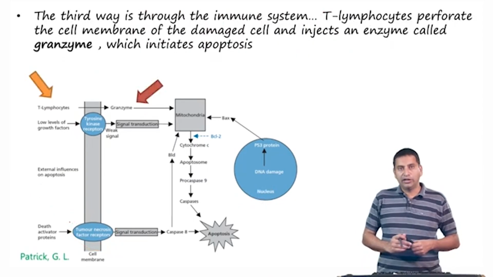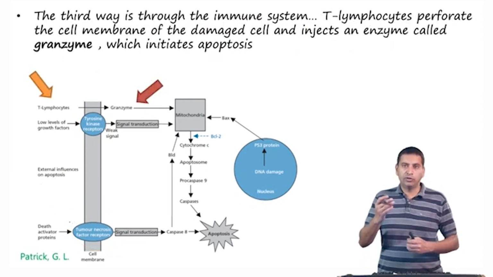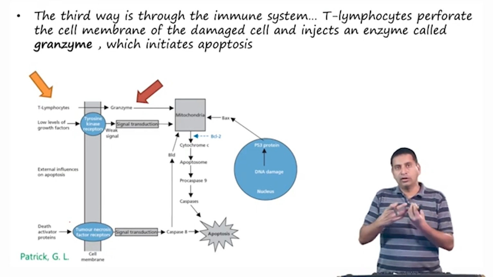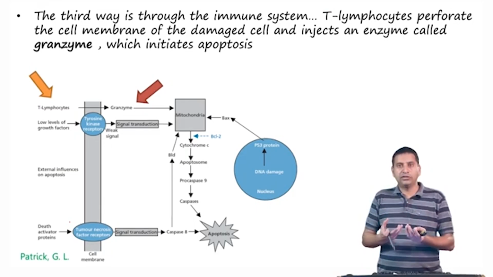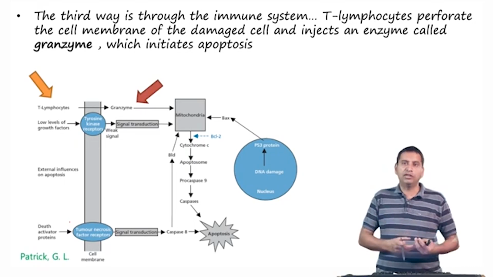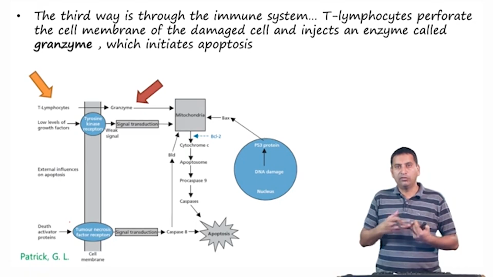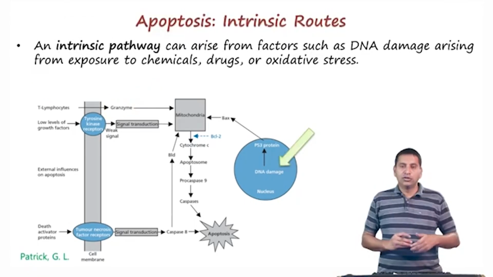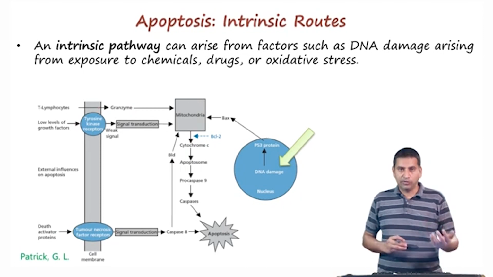So, once these bind, it triggers apoptosis. The third way, as I mentioned earlier, is through the immune system. So, once your muscle cell which has escaped goes into the lung, the immune system recognizes this as something that is not supposed to be there, and then the T lymphocytes perforate the cell membrane of the damaged cell and inject an enzyme called granzyme, which initiates apoptosis. So, there are also intrinsic routes that can result in apoptosis.